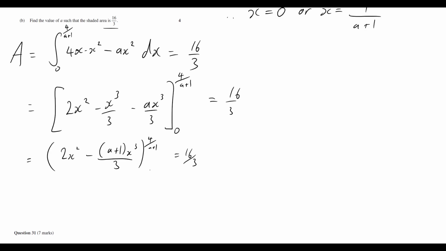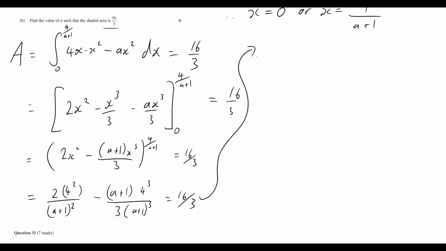Okay, so now let's actually make that substitution of the 4 over a plus 1 into the x values. And so what we have left is 2 times 4 squared over a plus 1 all squared, minus a plus 1 times 4 cubed over 3 times a plus 1 all cubed, again equals 16 on 3. Okay, so I'm going to go ahead and bring this up to the top right hand side now.